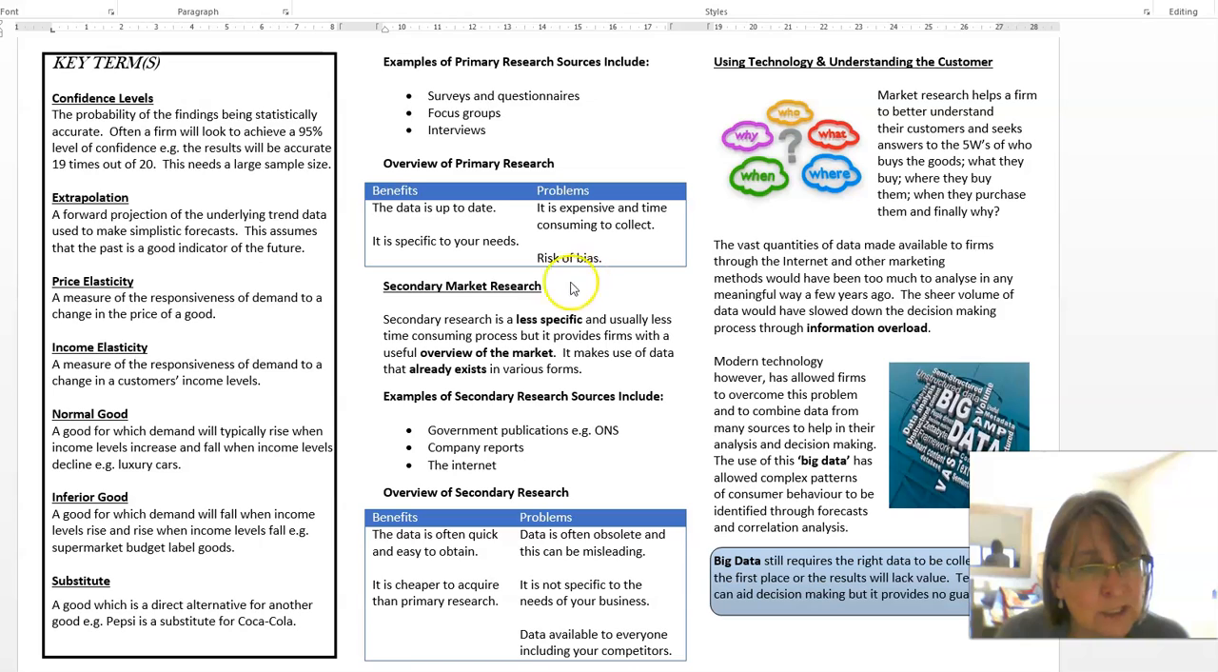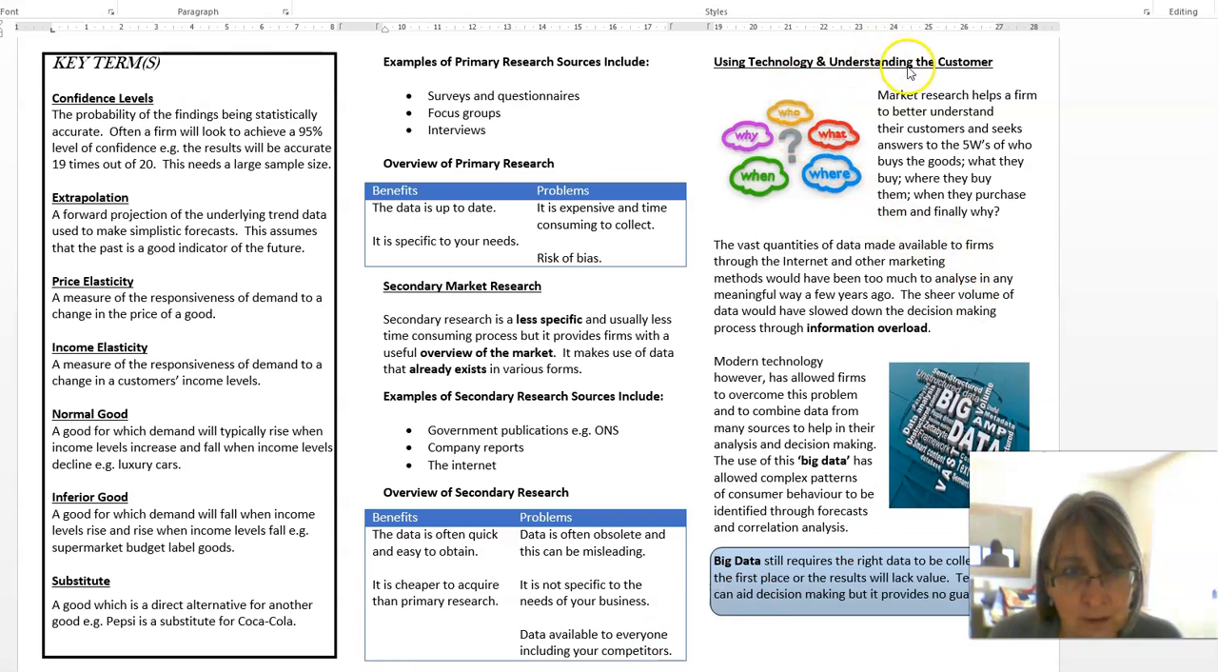Another option is to go for secondary market research, and as the name implies, what you're doing is taking someone else's research and making your own assumptions on it. You're putting your own ideas over it. Quicker to obtain and a lot cheaper. However, it may be out of date. It may have been collected for a different purpose. And anybody can see that information, including your competitors, so it's not secret.